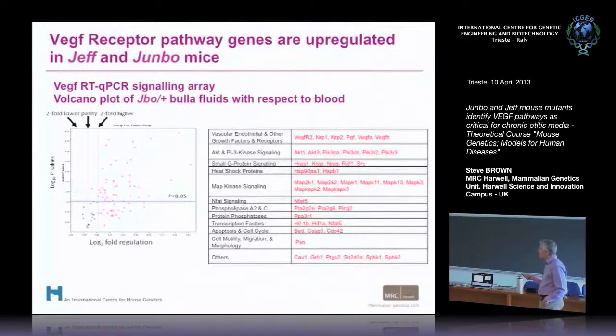We have done VEGF RT-qPCR signaling arrays and looked at the upregulation of genes in the exudates of both Junbo and Jeff mice. These are the data for the Junbo mutation, but we find that all sorts of downstream genes that are associated with upregulation of VEGF are upregulated in the middle ear fluids of the Junbo mice.